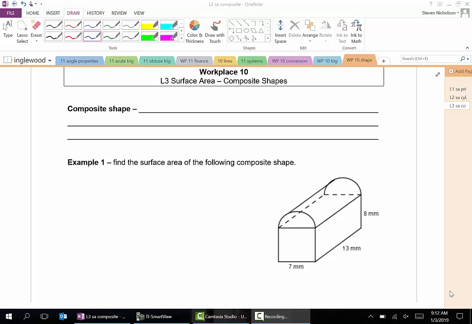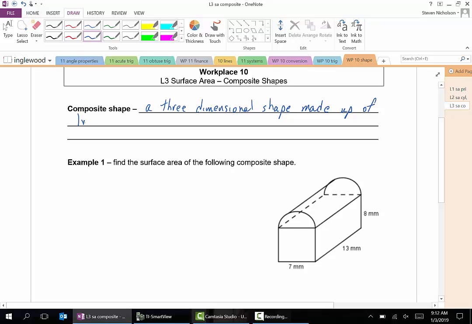This video on surface area is finding the surface area of composite shapes. A composite shape is a three-dimensional shape made up of two or more three-dimensional shapes.